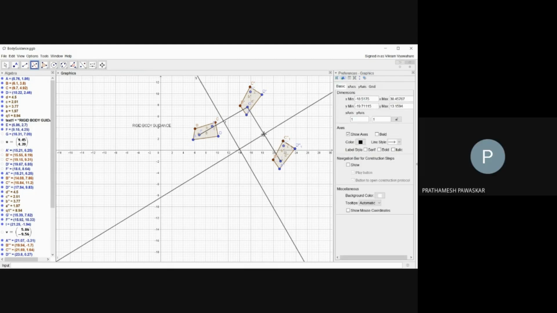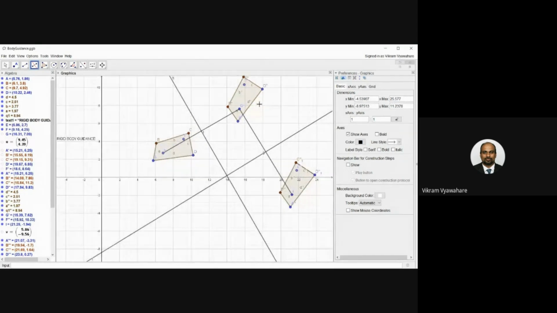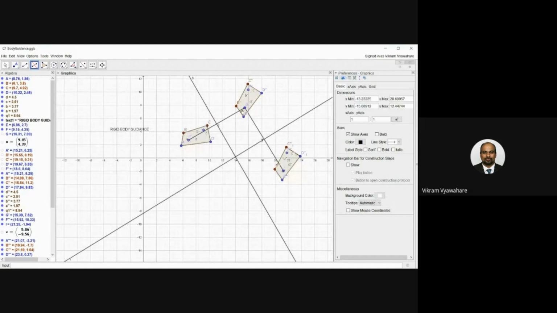Can't we directly take the circumcenter? You can give it directly here, that is what I am saying, but I need to have the center. So how do I find it? I find the perpendicular bisector of this segment and the perpendicular bisector of this segment. The intersection point becomes the center.